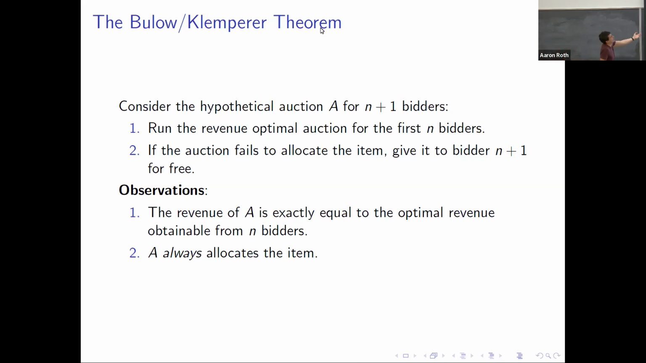The revenue of this auction is obviously exactly equal to the revenue of the revenue optimal auction with n bidders. The only time it collects revenue is when it sells to one of the first n bidders, if it's just running the revenue optimal auction. The only time it deviates, it gives the item away for free, so it doesn't make any more revenue. So this is an n plus one bidder auction, but it gets revenue equal to the optimal n bidder auction, and it does always allocate the item. The revenue optimal n bidder auction does not always allocate the item. This n plus one bidder auction does always allocate.